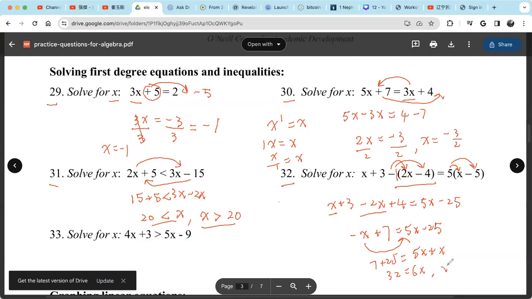I divide by 6 on both sides. So I have 32 divided by 6. Well, both are even numbers, I can divide by 2. So 32 divided by 2, I get 16. 6 divided by 2, I get 3. So our answer is 16 divided by 3. We can just keep it as this fraction, all right? Fraction is fine.